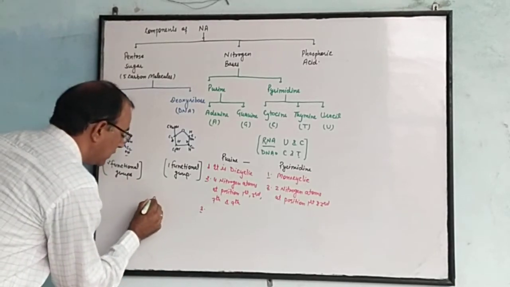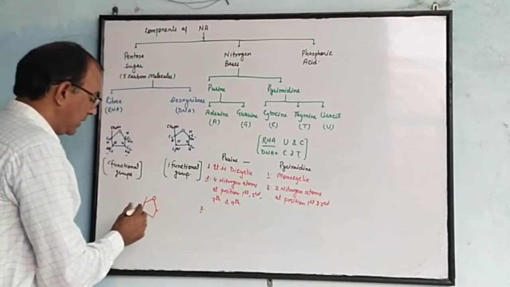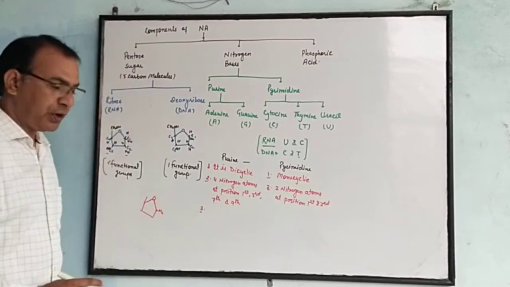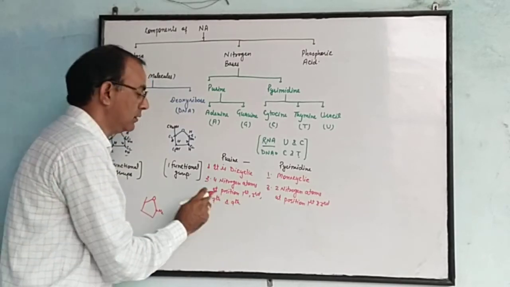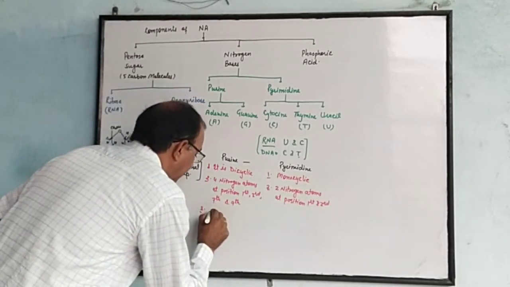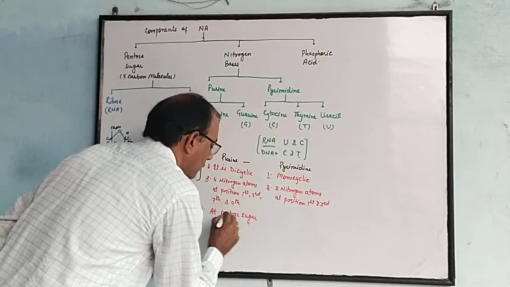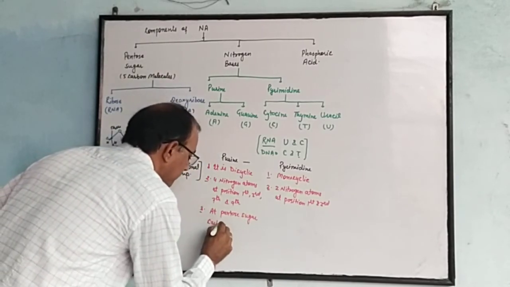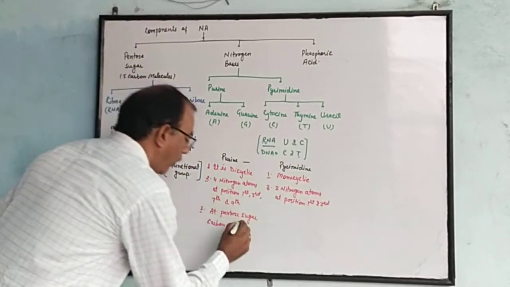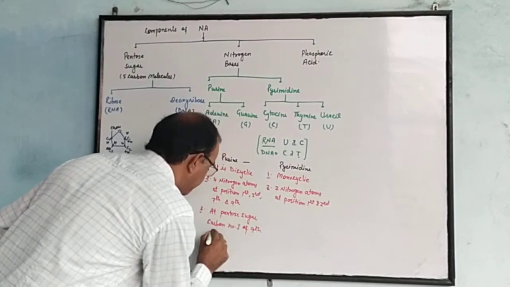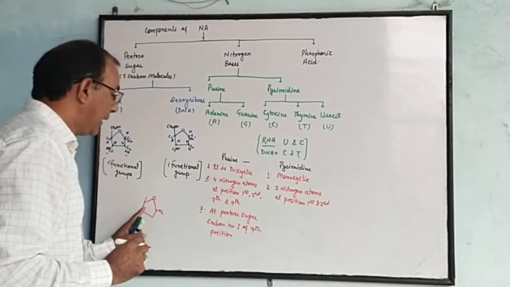Third one is that purine is attached to the pentose sugar at carbon number 1. Suppose this is the pentose sugar structure. This is carbon number 1, and here the nitrogen base is attached. In purine, the 9th nitrogen atom is attached with the pentose sugar at carbon number 1.